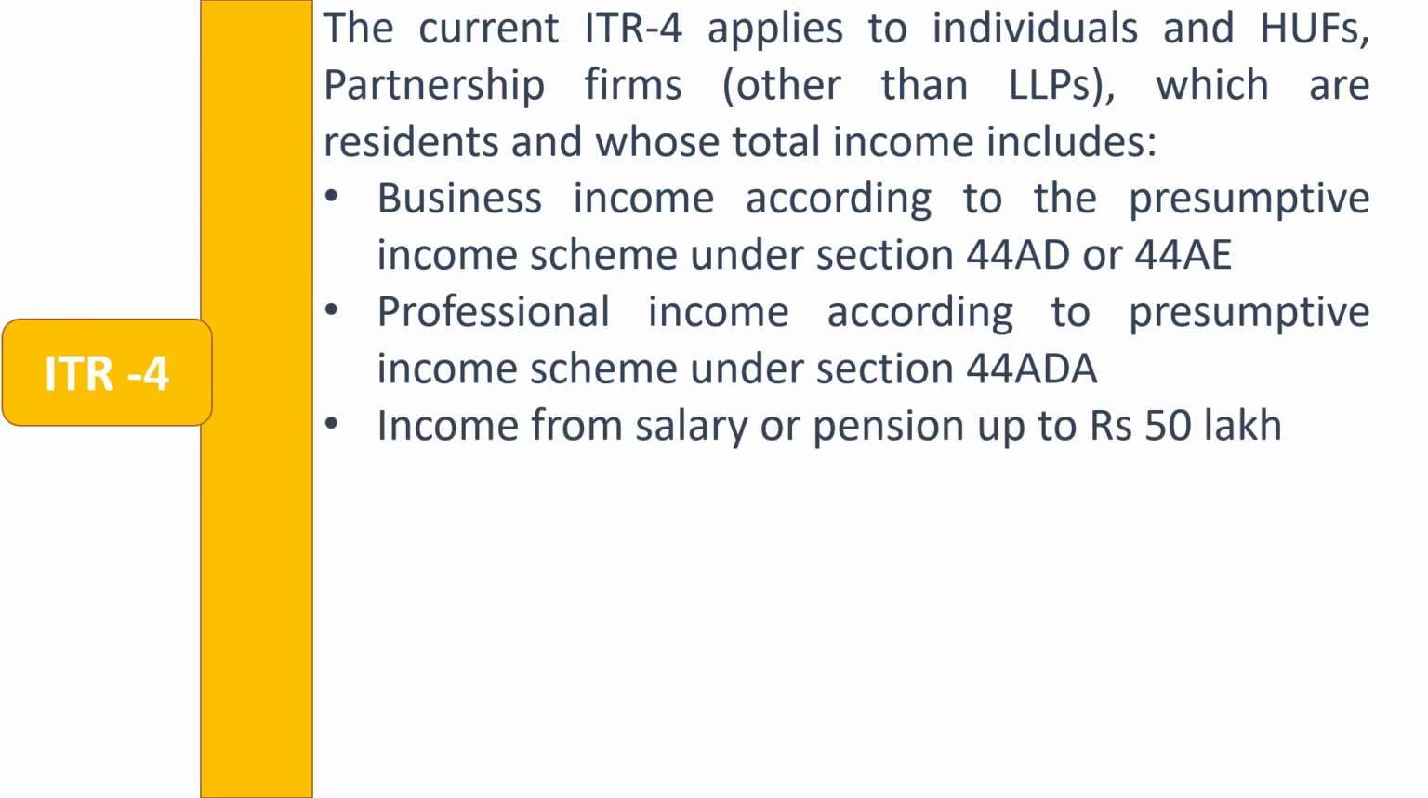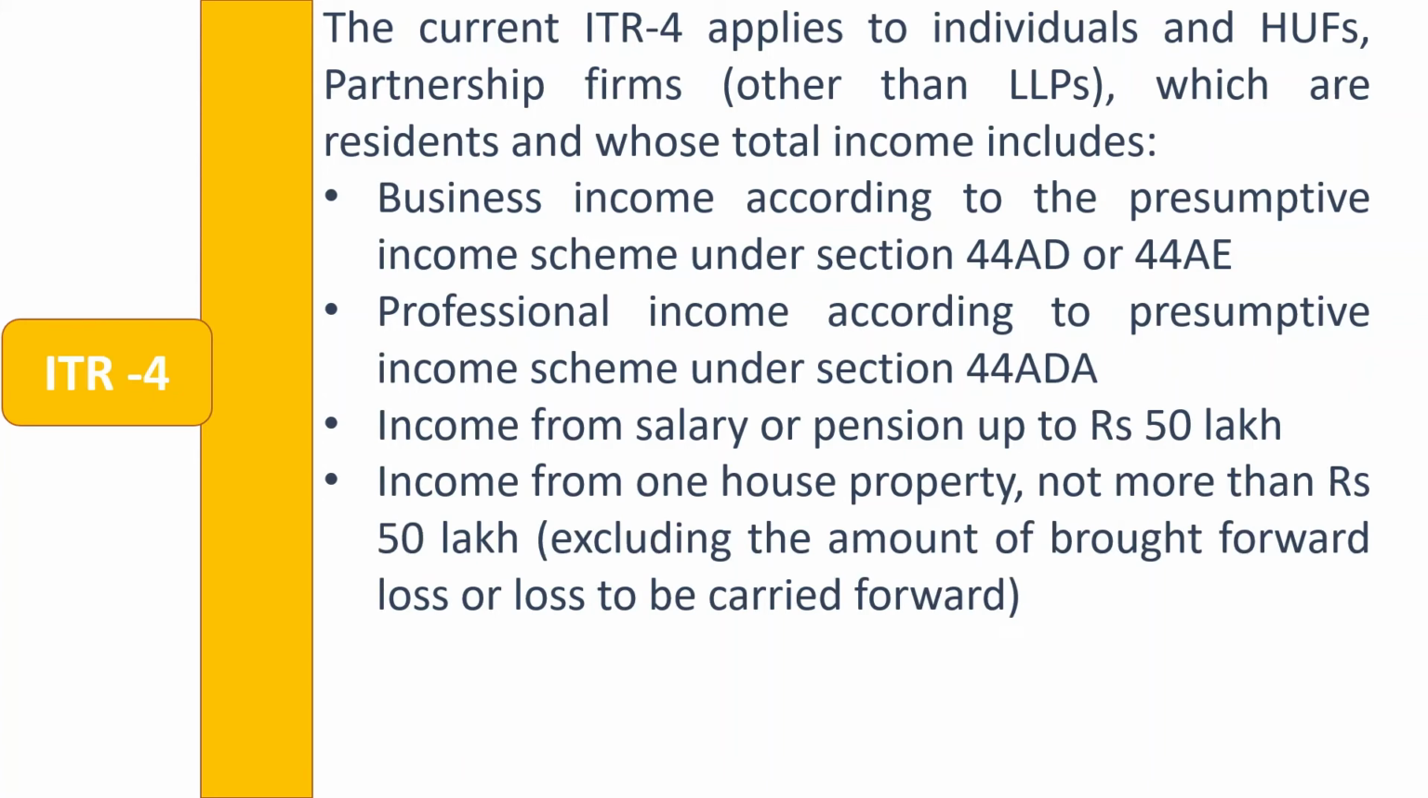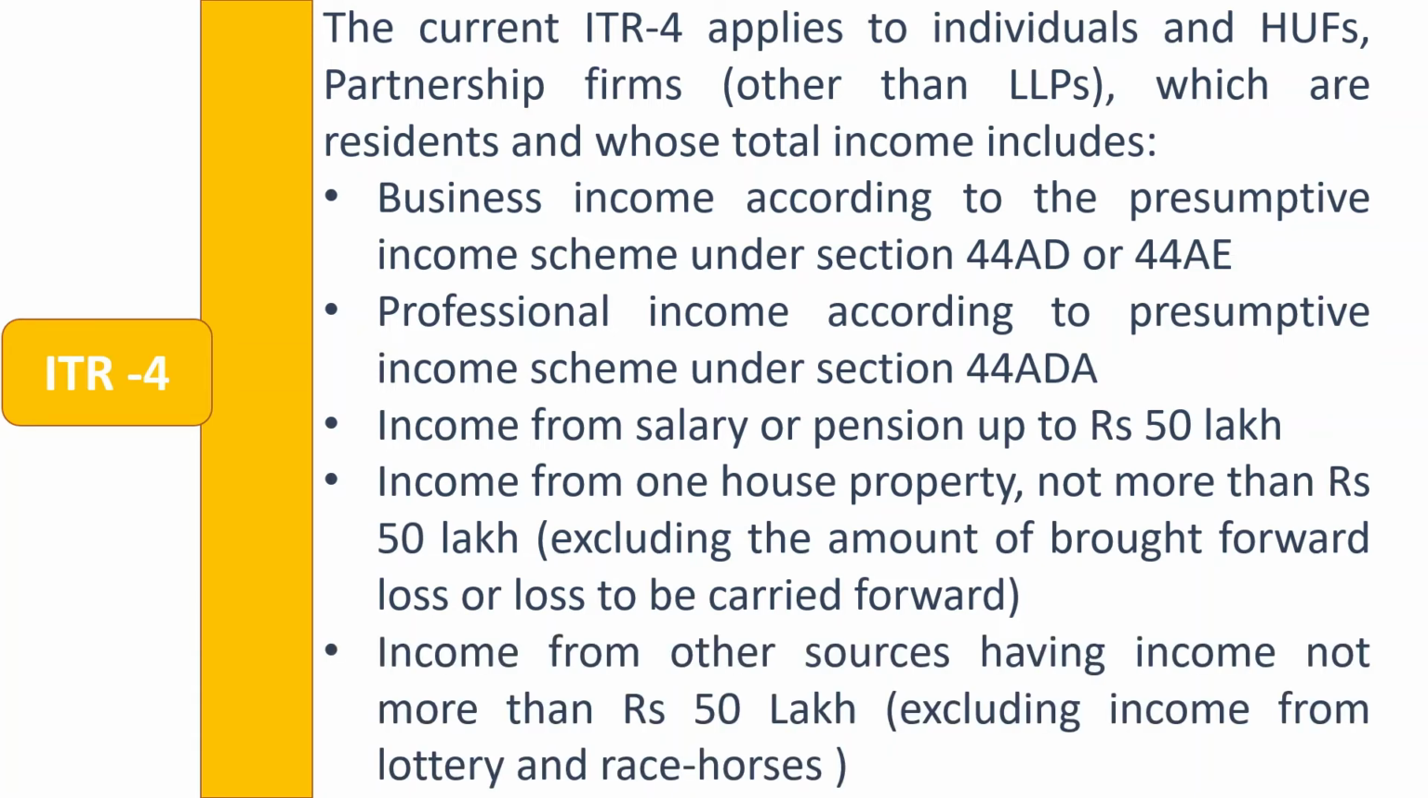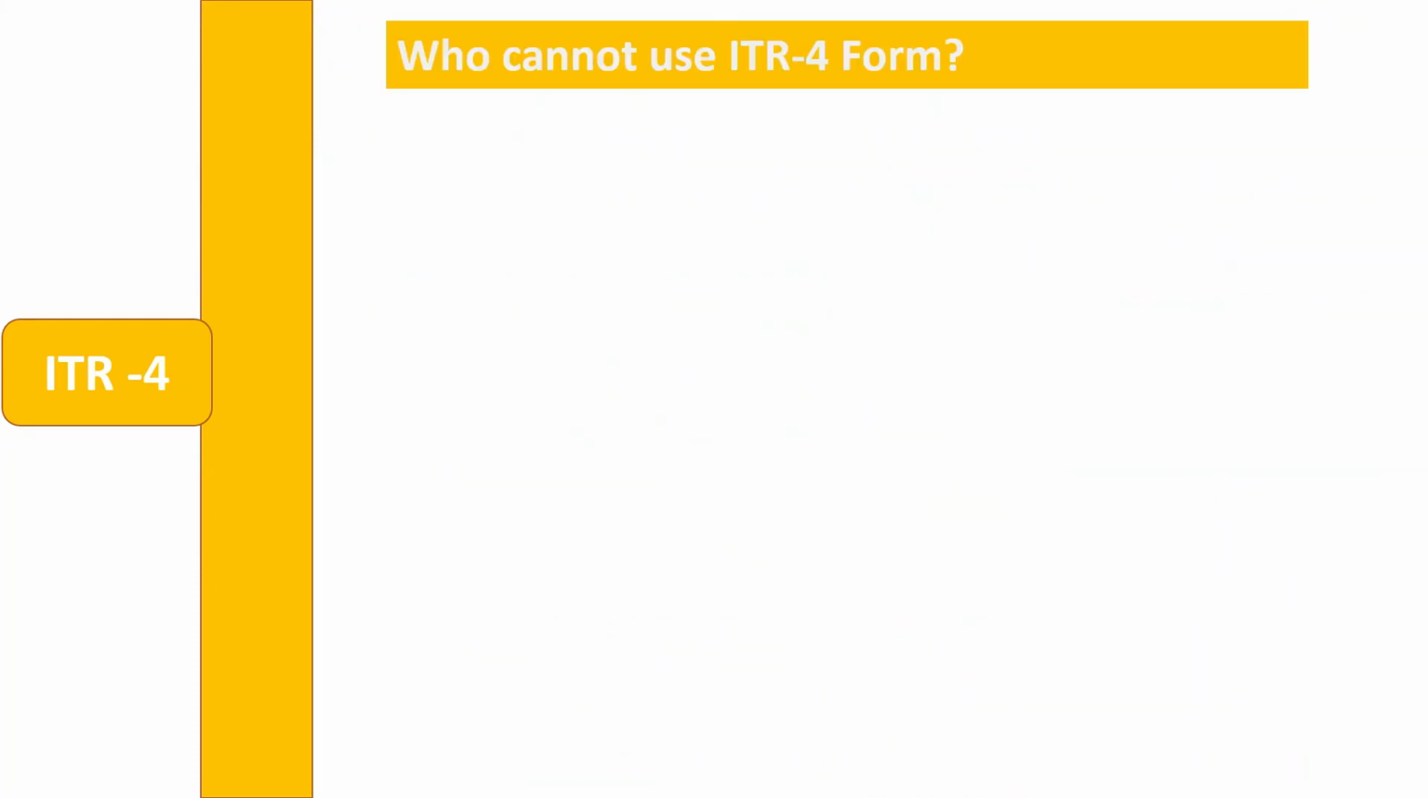Income from salary or pension up to rupees 50 lakh. Income from one house property not more than rupees 50 lakh, excluding the amount of brought forward loss or loss to be carried forward. Income from other sources having income not more than rupees 50 lakh, excluding income from lottery and race horses. Now, who cannot use the ITR4 form?